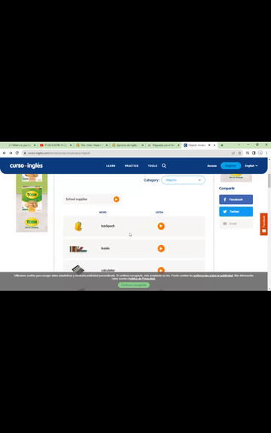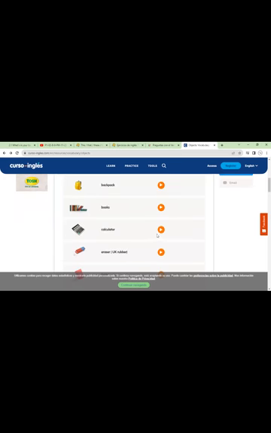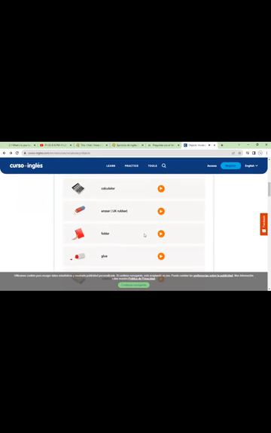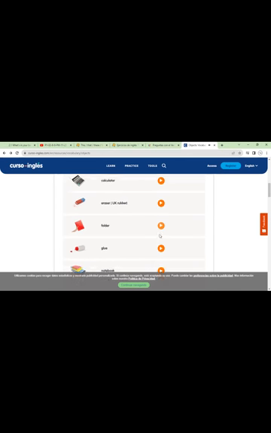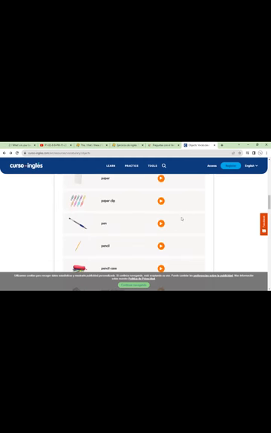Okay, now the first one. Backpack. Can you repeat that? Backpack. Books. Books. Calculator. Eraser. UK rubber. That's the eraser. Folder. Glue. Notebook. Paper. Paper clip.